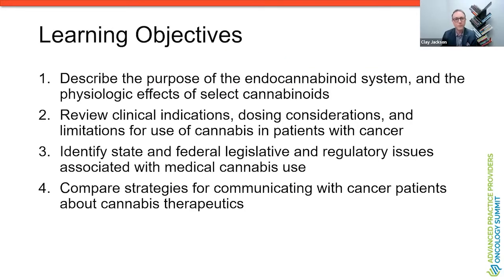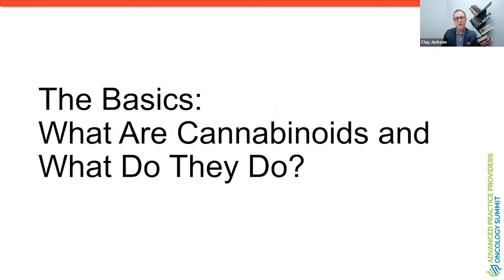So what are our objectives today? At the end of this presentation, we want you to be able to describe the purpose of the endocannabinoid system and some of the physiologic effects of select cannabinoids. We'll review some of the clinical indications, dosing considerations, and limitations for use of cannabis in patients with cancer. We'll identify some state and federal legislative and regulatory issues that are associated with medical cannabis use and how those can impact your patients, their families, and your practice. And finally, we'll compare strategies for communicating with cancer patients about cannabis therapeutics, because obviously it's very popular with patients and it's something that they want to know about.